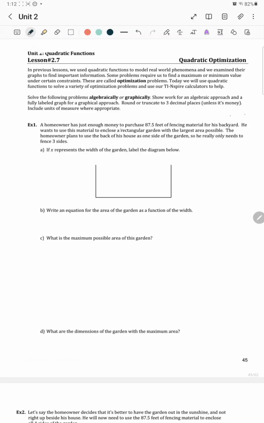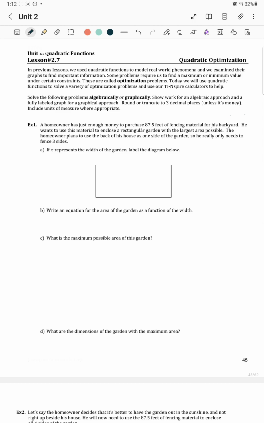A homeowner has just enough money to purchase 87.5 feet of fencing material for his backyard. He wants to use this material to enclose a rectangular garden with the largest area possible. The homeowner plans to use the back of his house as one side of the garden. He really only needs to fence three sides.